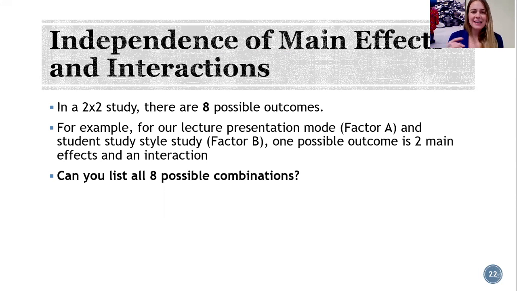Why don't you see, as a review activity, if you can list all 8 possible combinations that can come from a 2x2 study. And we'll leave it there, and I'll see you at the next video. If you want to find the answer to this, I'll post it in another set of lecture slides on Sakai, and we'll talk about what those 8 possible combinations mean and answer any questions you might have at our next meeting. That's all for this video. We'll see you next time.